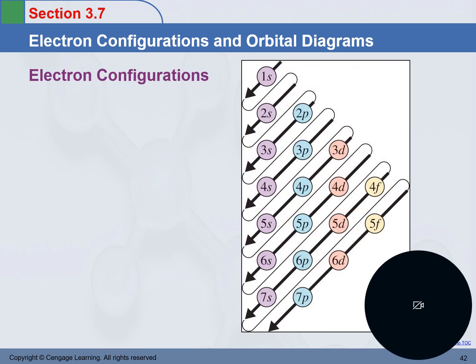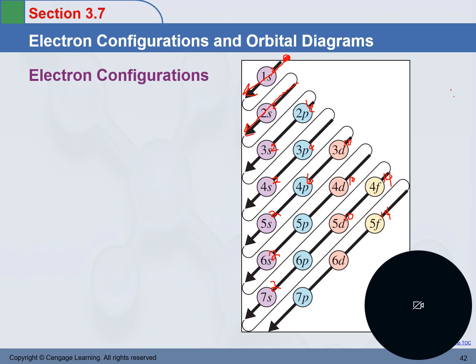Here's a nice diagram showing you the order of fill for our electron configurations. We always start at this arrow right here. There should be a 2 on all of these S's. There should be a 6 on all of the P's. Should be a 10 on all of the D's. And there should be a 14 on all the F's. So we fill them in this way here.